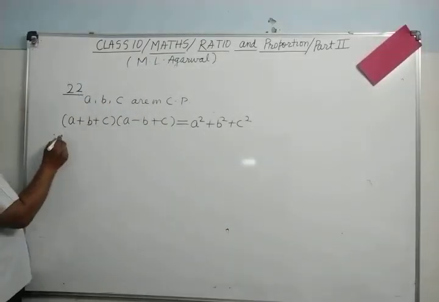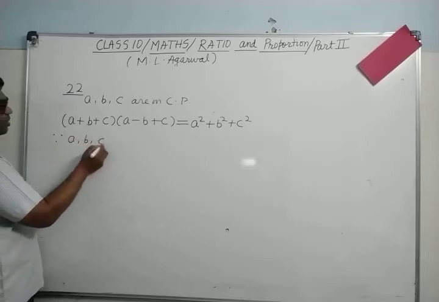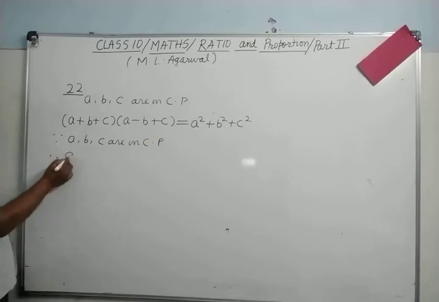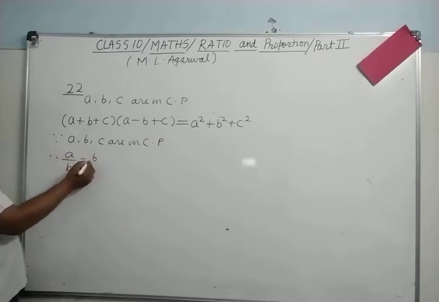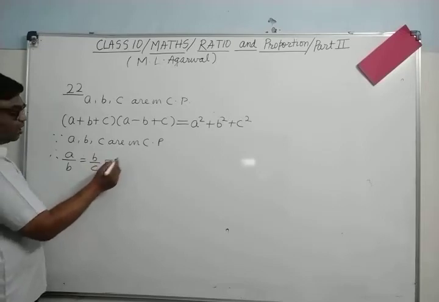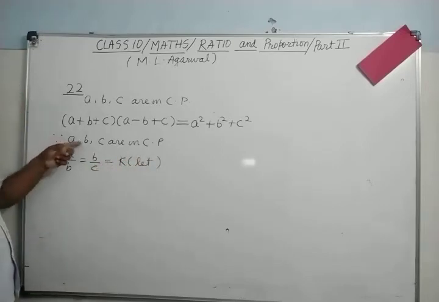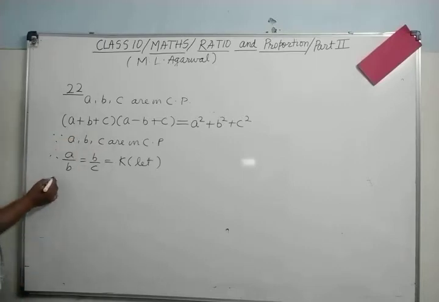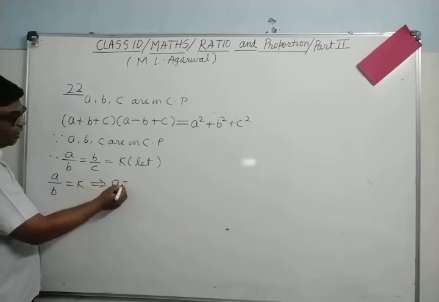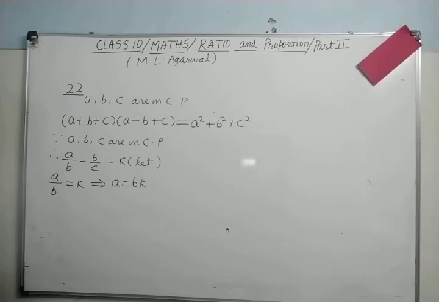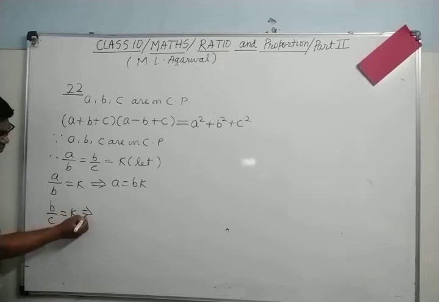Now you see here, since A, B, C are in continued proportion, therefore A upon B equals B upon C. It's clear. This we have taken equals K. A upon B equals B upon C. Now A upon B equals K. So from here what will you get? A equals BK. It's clear. Then B upon C equals K. So from here what will you get?